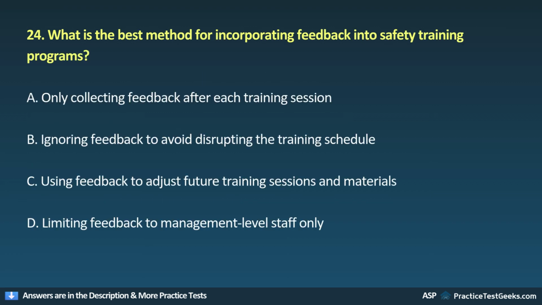24. What is the best method for incorporating feedback into safety training programs? A. Only collecting feedback after each training session. B. Ignoring feedback to avoid disrupting the training schedule. C. Using feedback to adjust future training sessions and materials. D. Limiting feedback to management-level staff only.